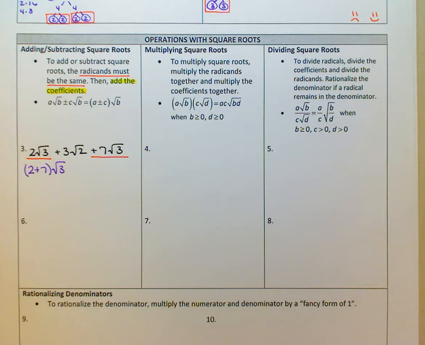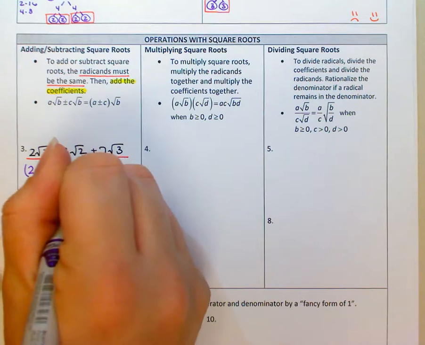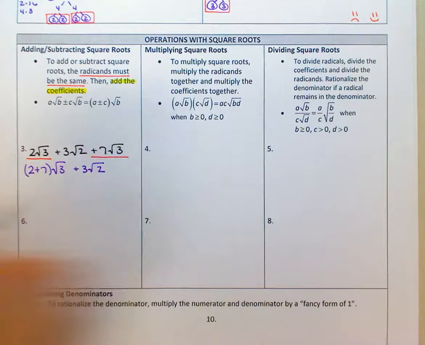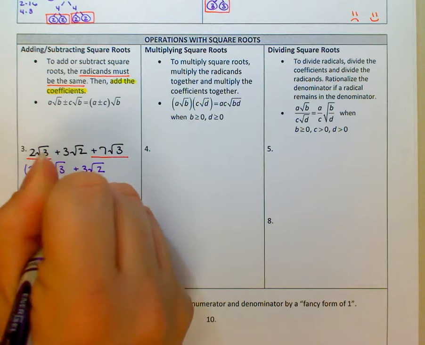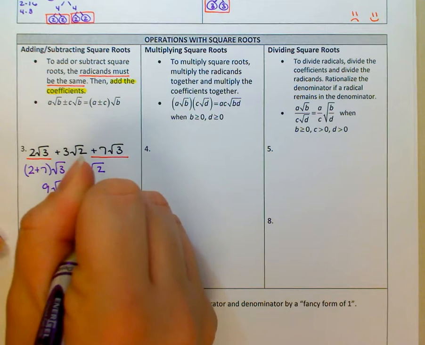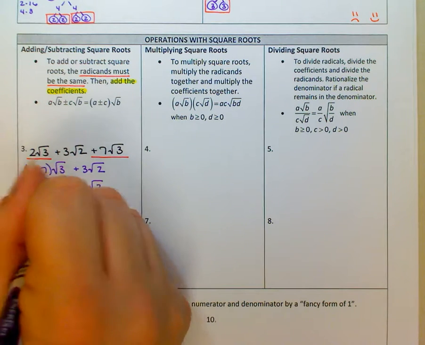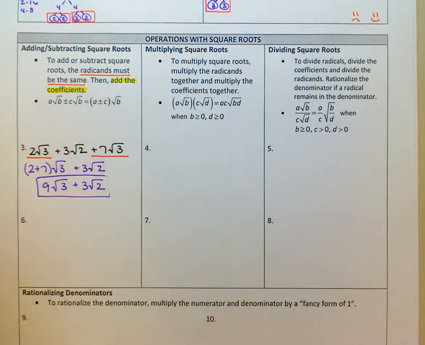Now that 3 square root of 2, there's nothing we can do with it. So we're just going to put plus 3 square root of 2 on the outside and just kind of let them hang around. Now I can add 2 plus 7. So 2 plus 7 is 9. So we'd have 9 square root of 3 plus 3 square root of 2. So this would be our simplified expression because we cannot combine them.